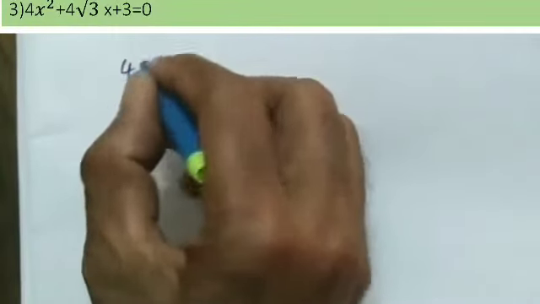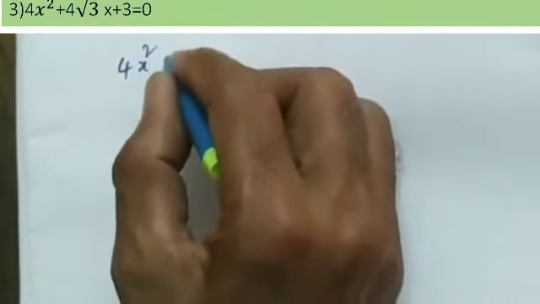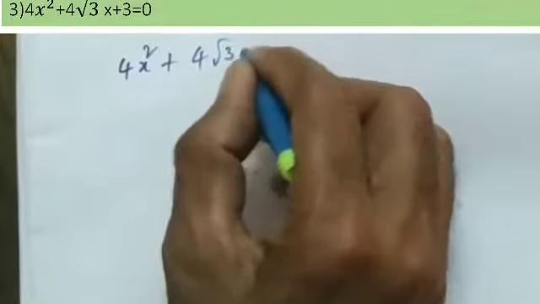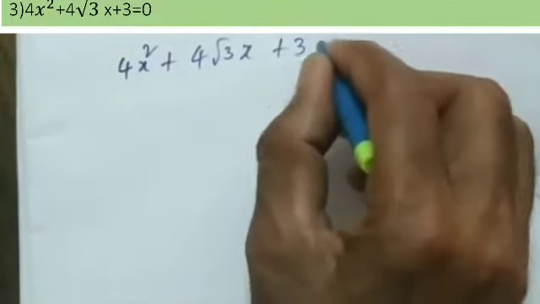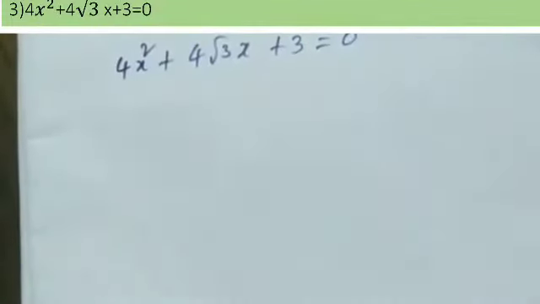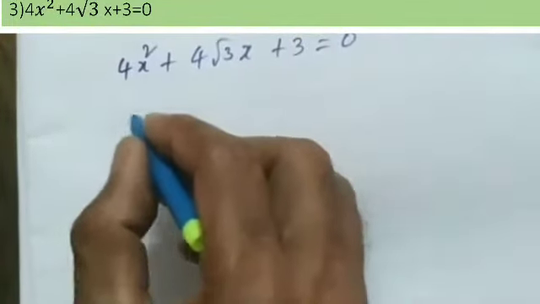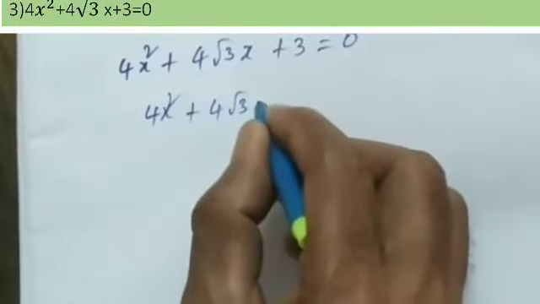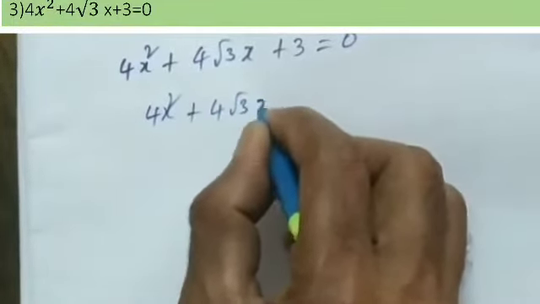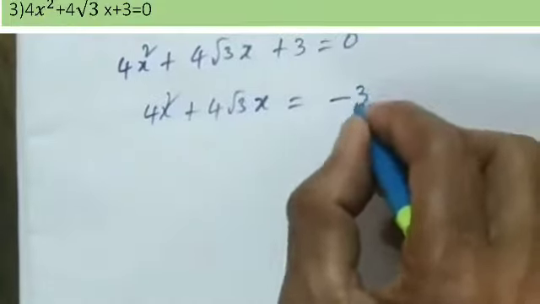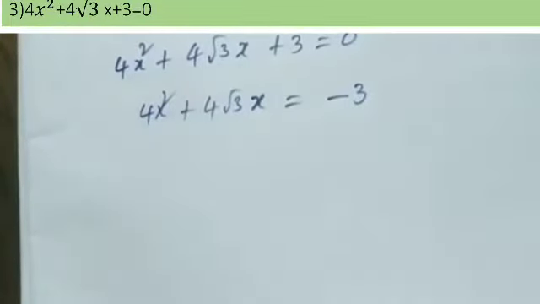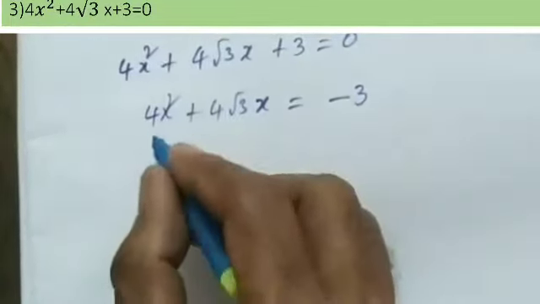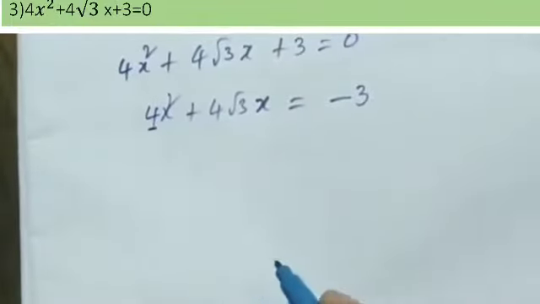The third one is 4x square plus 4 root 3x plus 3 equal to 0. This is also a quadratic equation. Here also we have to find two zeros by the completing the square method. Now 4x square plus 4 root 3x equal to minus 3. What is the coefficient of x square? 4. So you must divide all terms by 4.